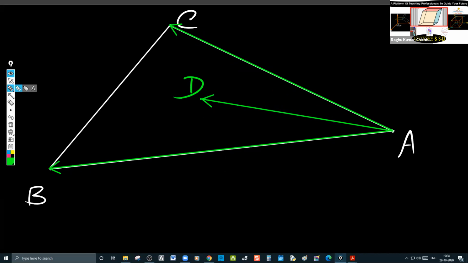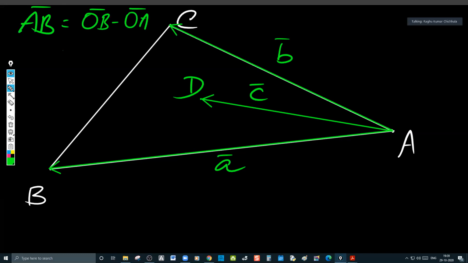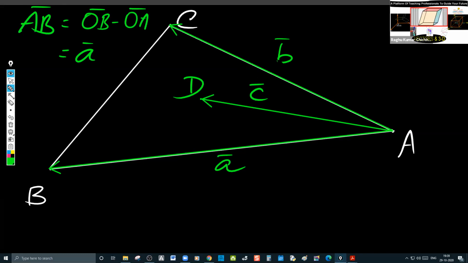For your comfort, I'm saying this vector as A bar, this vector as B bar, this vector as C bar. That means 4 points can be converted to 3 vectors. How? AB bar, you can say it as OB bar minus OA bar. Do you know this? Yes, sir. This I named as A bar. Similarly, AC bar is nothing but OC minus OA. This I named as B bar. AD bar can be converted as OD minus OA. This I named as C bar. So coplanarity is to be talked about for 4 points or 3 vectors.